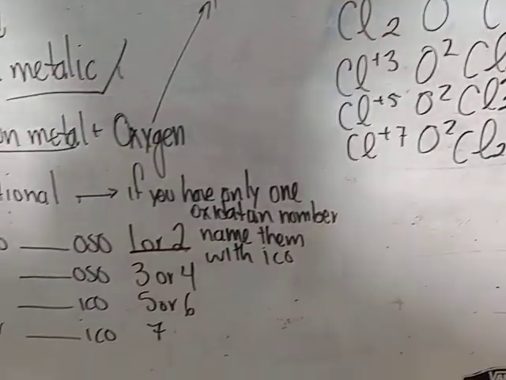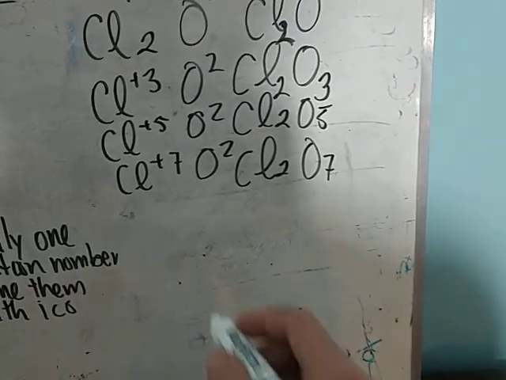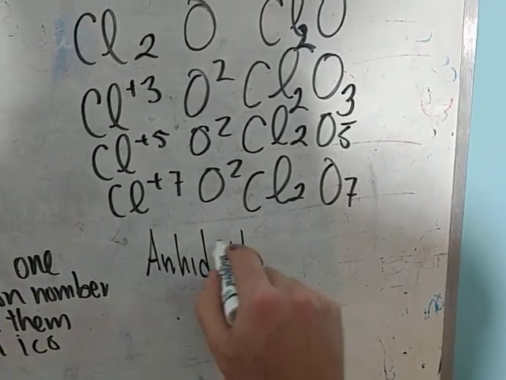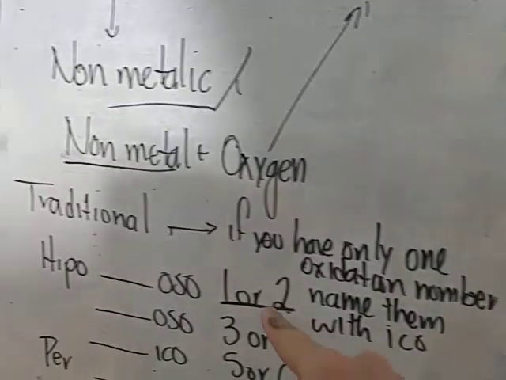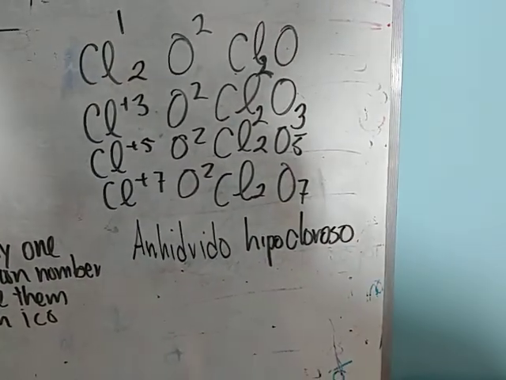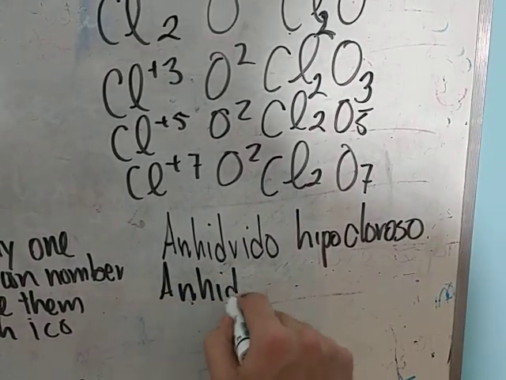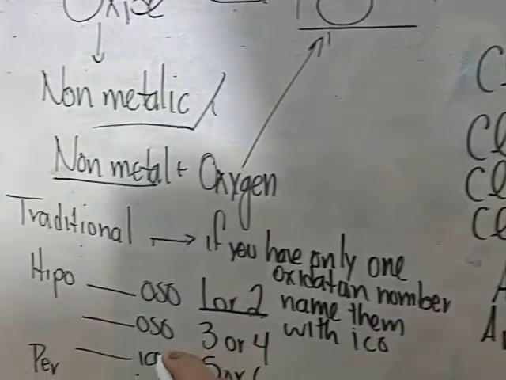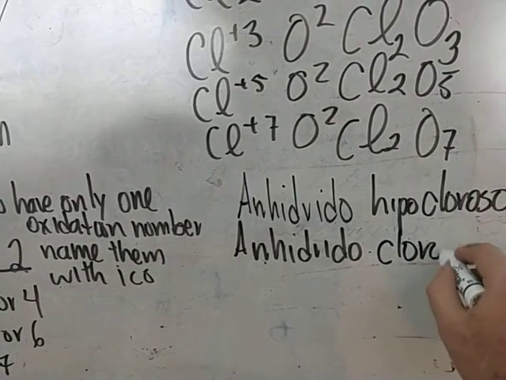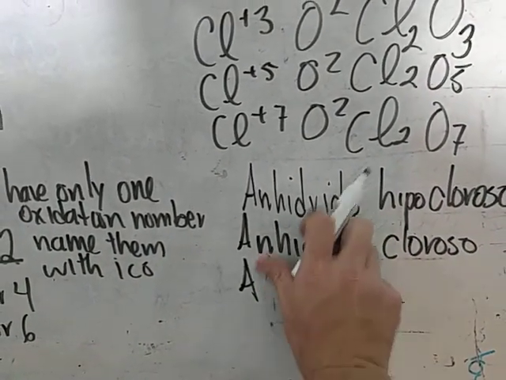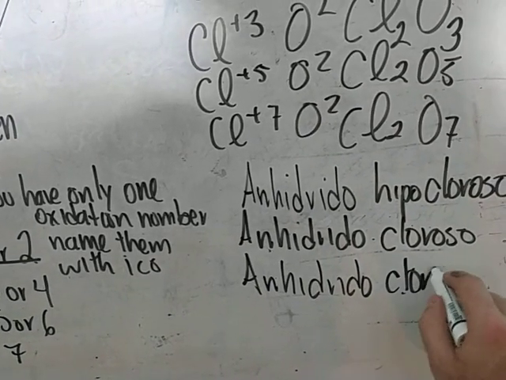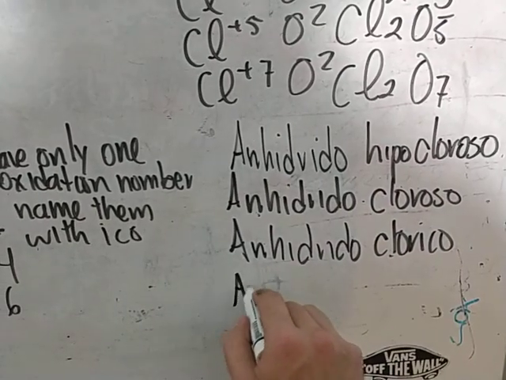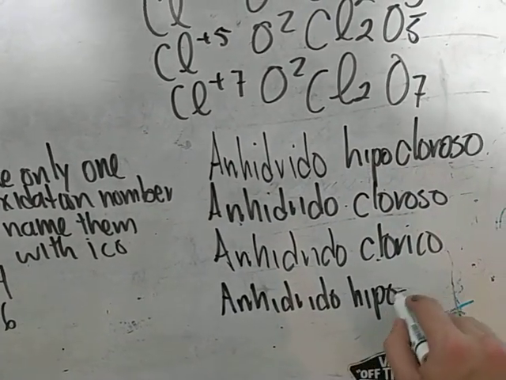So when they are like this, we start the traditional form. The traditional form is anhídrido. And the first part, what's the first one? Hypo. What's the component? Chloro. And when I refer to the first one, anhídrido hipocloroso. Also, I can give the name anhídrido. The second one, we go with the 3 or 4, chloroso. The third one, that is working with 5, is with ico. Clórico. And the last one, anhídrido hipoclórico.